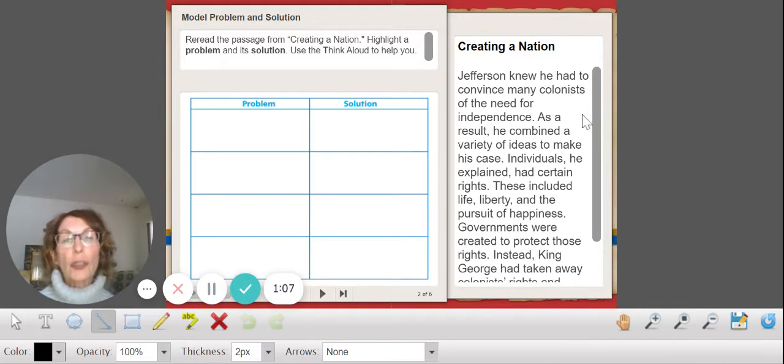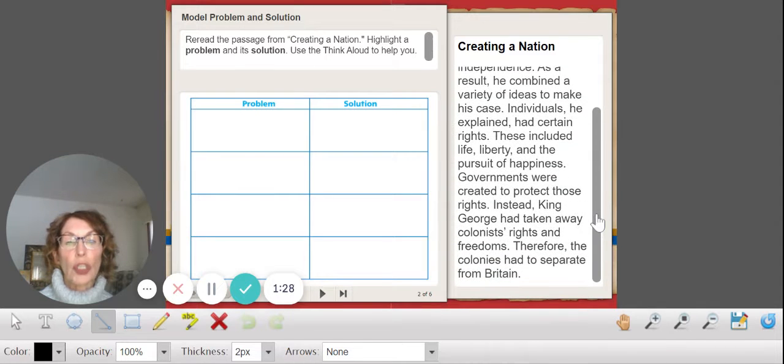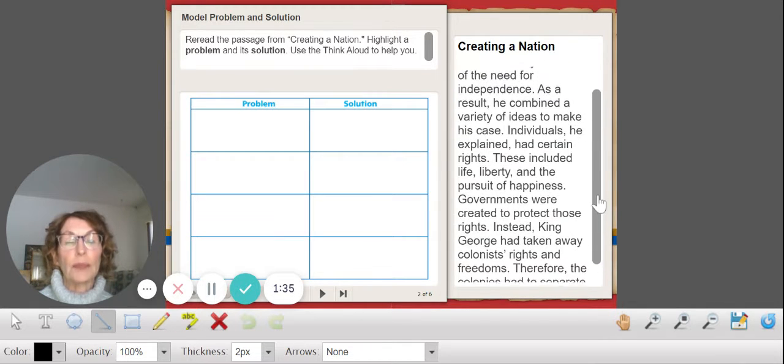All right. Jefferson knew he had to convince many colonists of the need for independence. As a result, he combined a variety of ideas to make his case. Individuals, he explained, had certain rights. These included life, liberty, and the pursuit of happiness. Governments were created to protect those rights. Instead, King George had taken away colonists' rights and freedoms. Therefore, the colonies had to be separate from Britain.